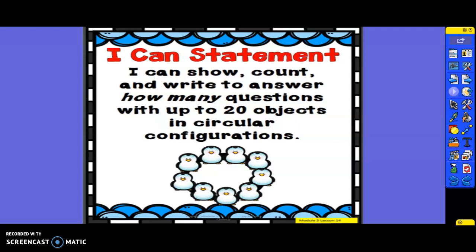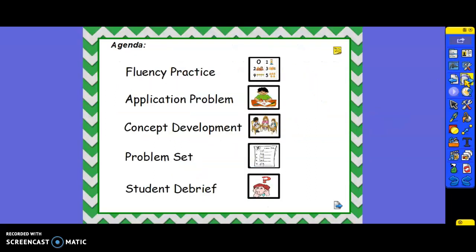You've been doing such a good job counting those teen numbers, counting the say 10 way, writing them, thinking about the parts that you see. So today, our learning target is I can show, count, and write to answer how many questions with up to 20 objects in circular configurations. That's right. We're going to be looking at pictures that are in a circle shape and counting them to tell Miss Nakian how many. We're going to go ahead and start math today.